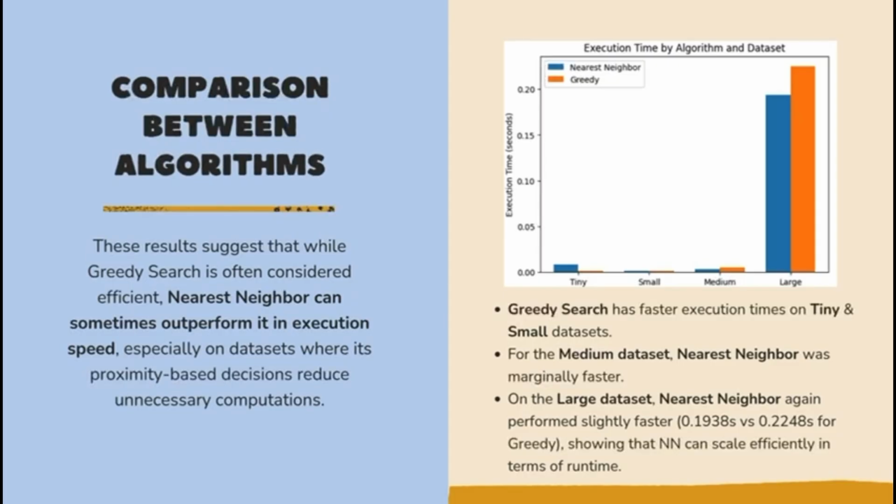Based on our implementation, the results suggest that while greedy search is more often considered efficient, nearest neighbor can sometimes outperform it in execution speed, especially on datasets where its proximity-based decisions reduce unnecessary computations. You can see on the graph on the right-hand side, the greedy search has faster execution times on tiny and small datasets. For the medium dataset, nearest neighbor was marginally faster, and on the large dataset, nearest neighbor again performs slightly faster than the greedy algorithm, showing that the nearest neighbor can scale efficiently in terms of runtime.